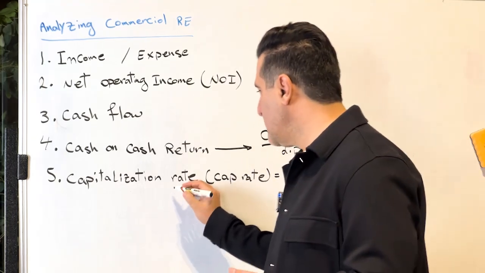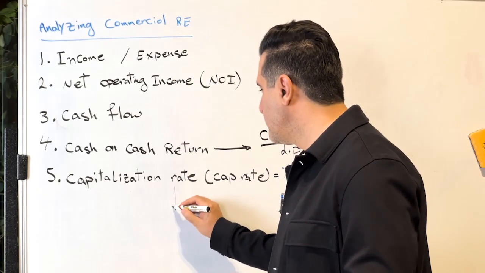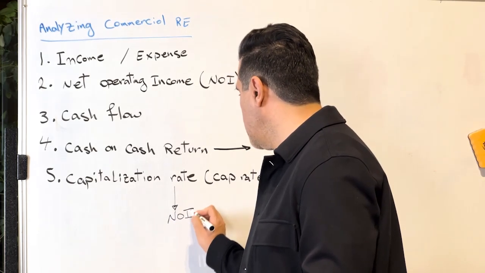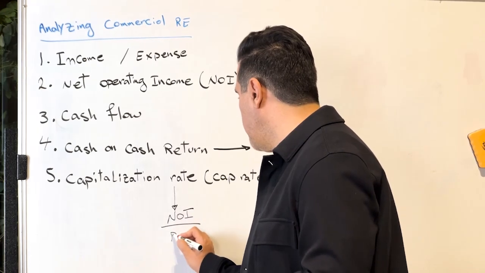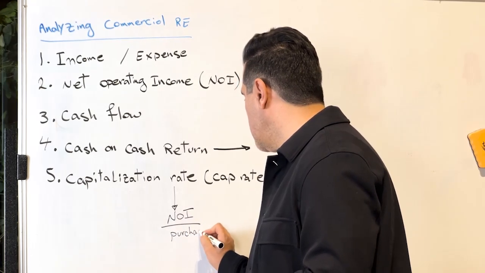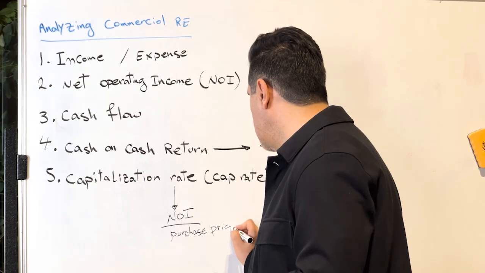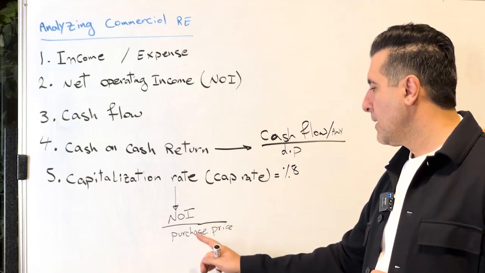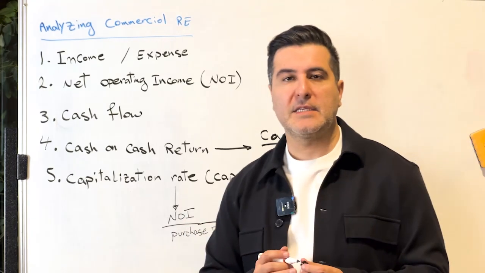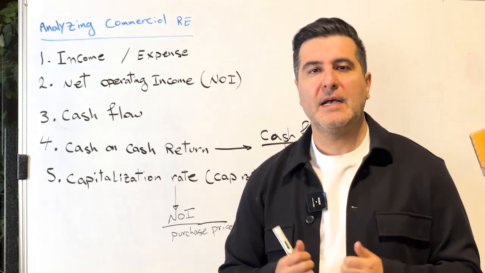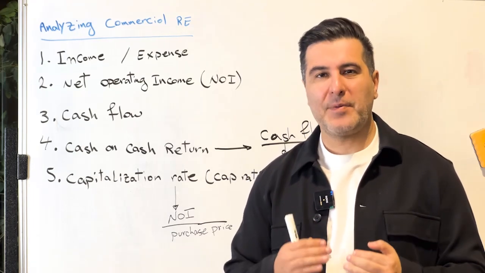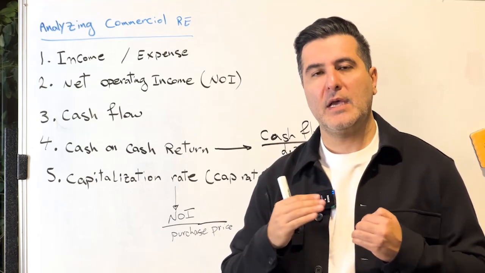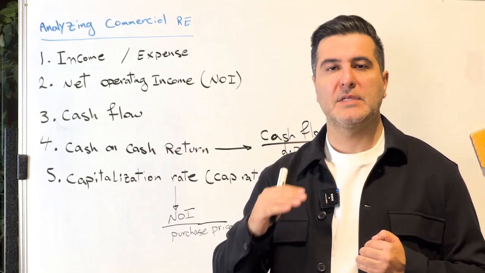To calculate the cap rate, we divide the net operating income by the purchase price. So if we divide the net operating income by purchase price, it gives us the cap rate. Usually, when you want to invest in a commercial property, if the cap rate is very high, it means that it is not a very good area to invest at, but it gives you a very good return.